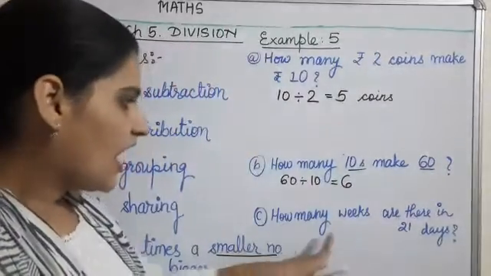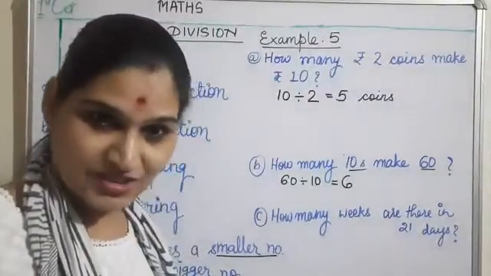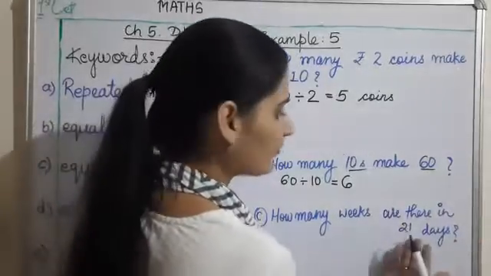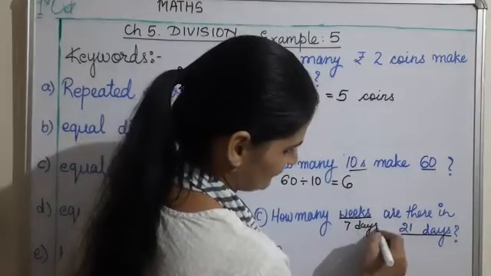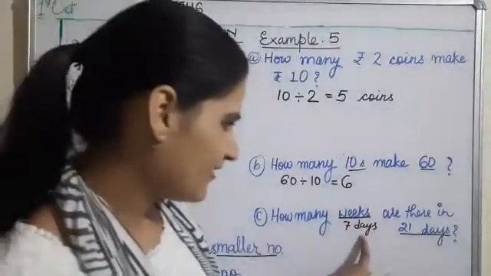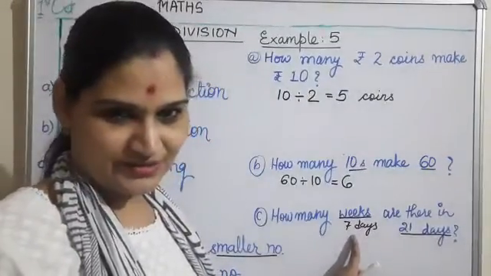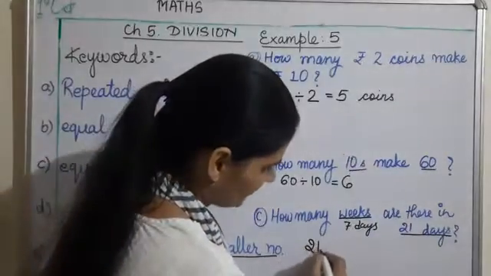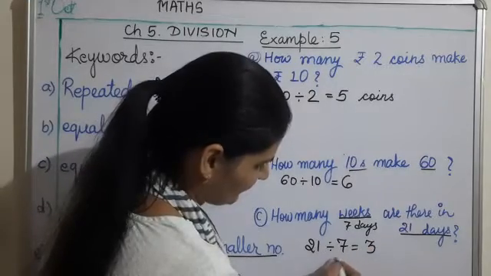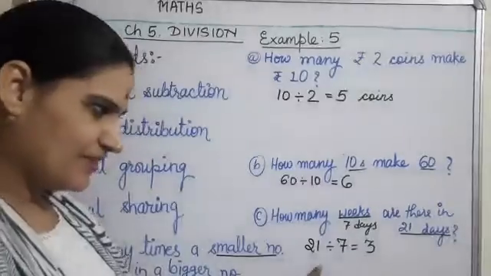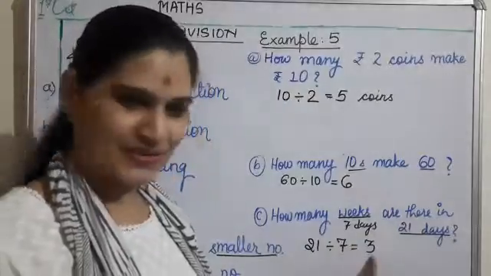Right? How many weeks are there in 21 days? 21 days में कितने weeks आ सकते हैं? ठीक है? Here I am having only one number, 21 days. But weeks is telling you 7 days. So my question is, how many 7 days are there in 21 days? Bigger number divided by smaller number. ठीक है? So it will mean bigger divided by smaller. That is giving you 3. In the table of 7, I get 21 3 times. इसका मतलब है 21 days में कितने week हो सकते हैं? तो 21 days में 3 weeks हो सकते हैं.